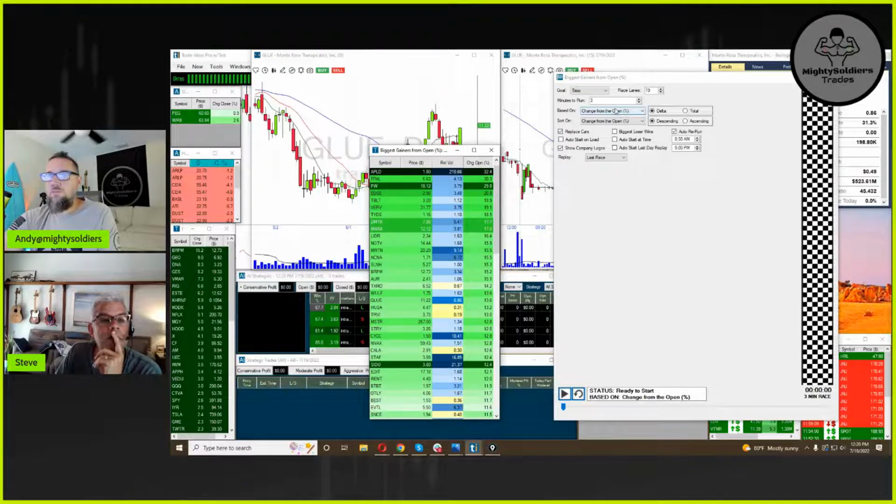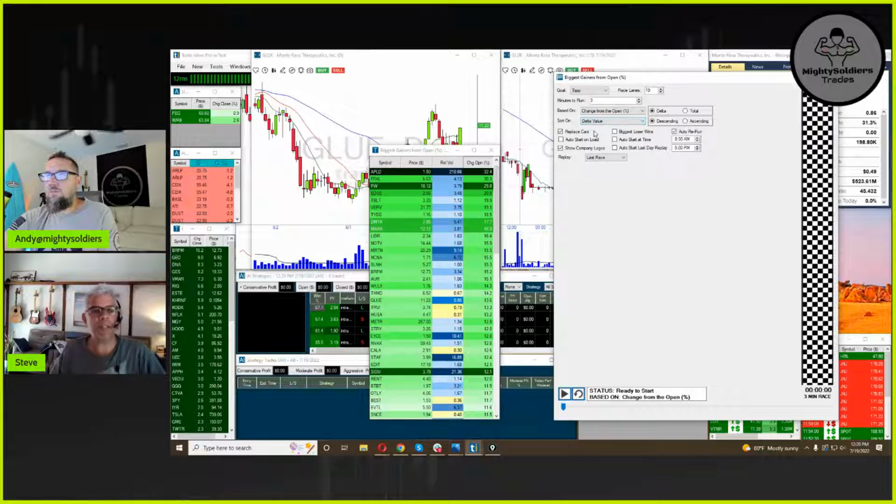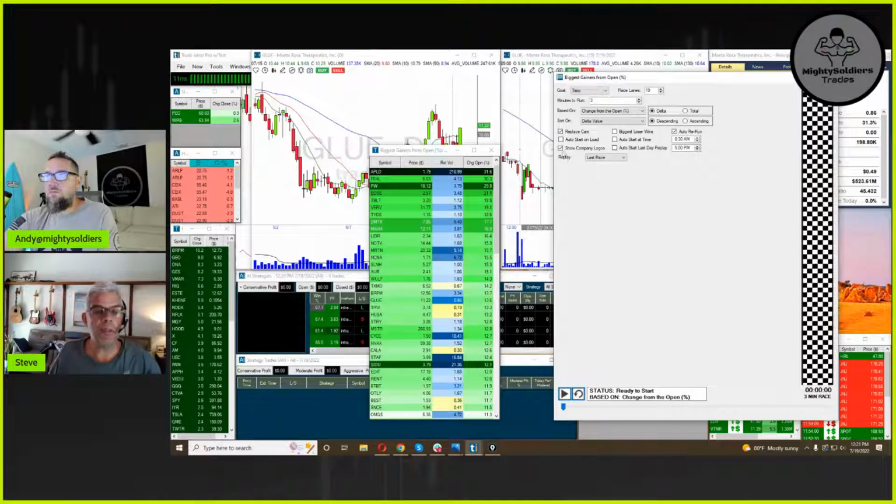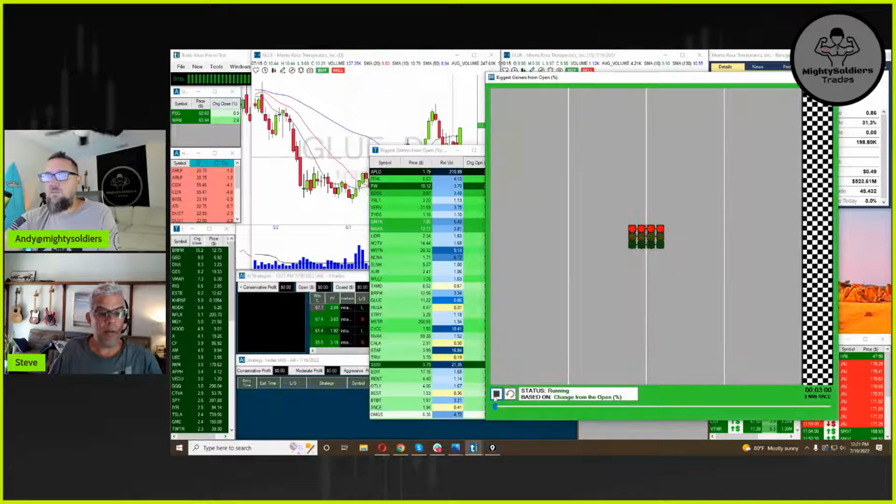Well, so let's change from the open as our race. I'm going to do what's called a delta value. So the best go on top and the smallest go on the bottom. Replace cars. If a new symbol comes in, it can replace the oldest symbol. And I've got company logos on there as well now. So we'll show those instead of cars. Just go ahead and click go.